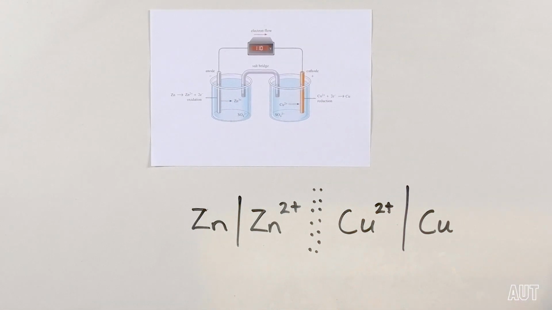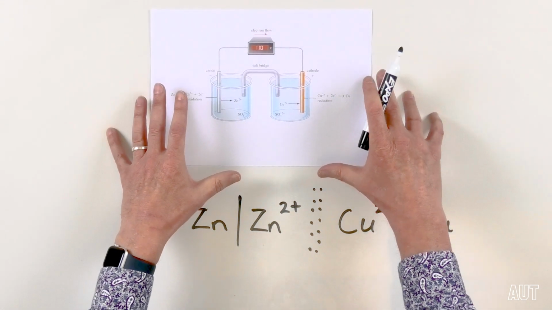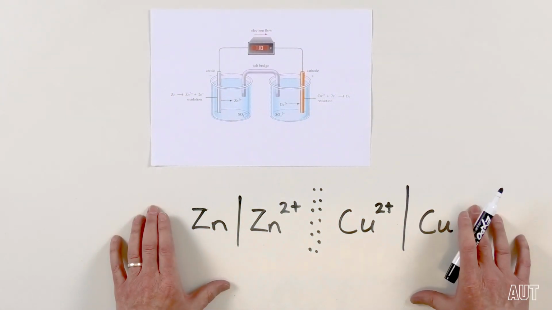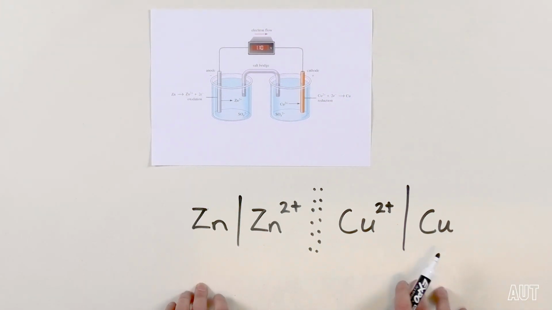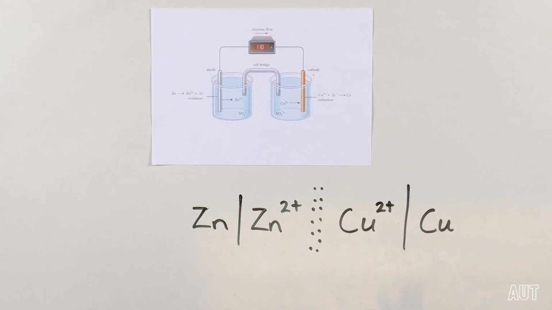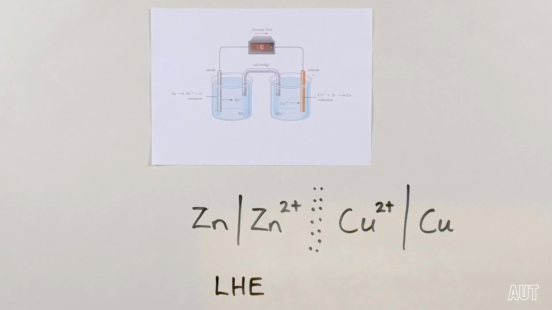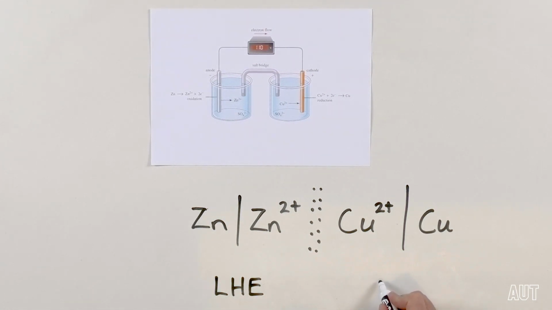Okay, so instead of having to draw out this whole thing, all that we need to do now is use this shorthand diagram here. So a shorthand, what we call a cell diagram. Now importantly, when we write a cell diagram, and this might seem blindingly obvious, but it's very important, the one that we have on the left hand is the left hand electrode. And the one that we've got on the right hand is the right hand electrode.